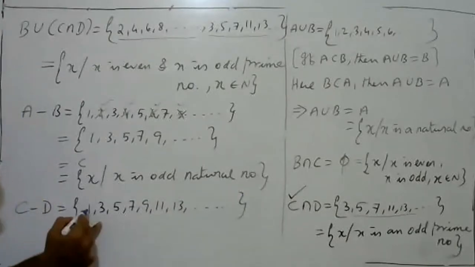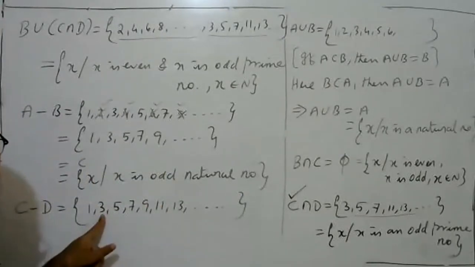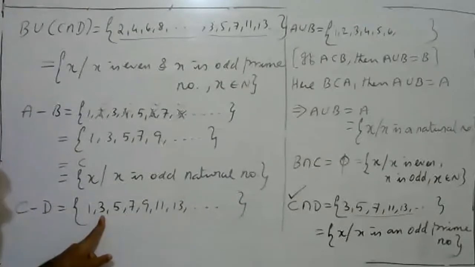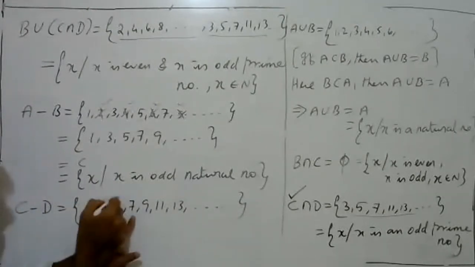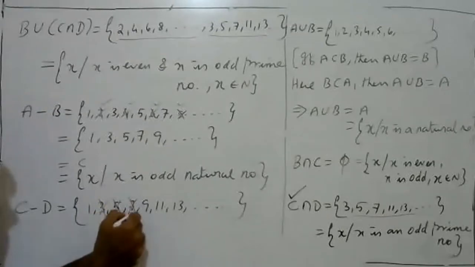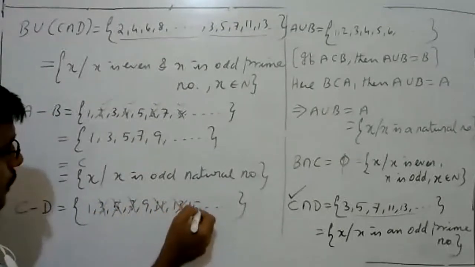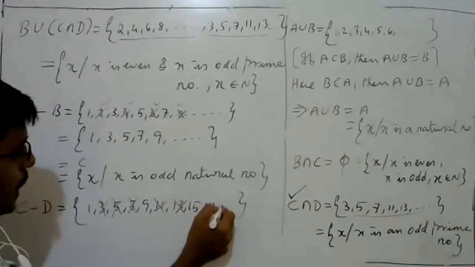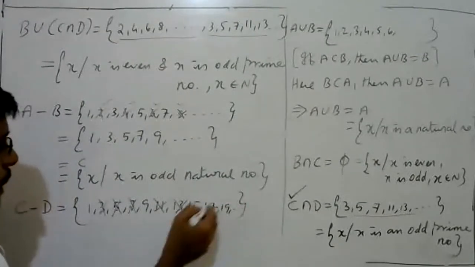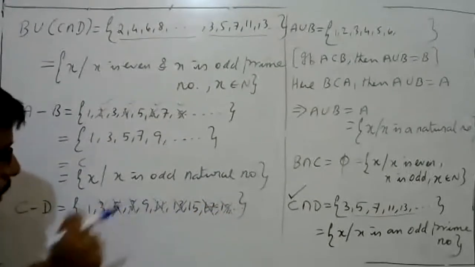Now remove. 1 is not in your D, please check that. But 3 is in your D, 5 is in your D, 7 is in your D, 11 in your D, 13 in your D. But 15? 17 is in your D, 19 in your D. You have to remove these, because these are prime numbers.